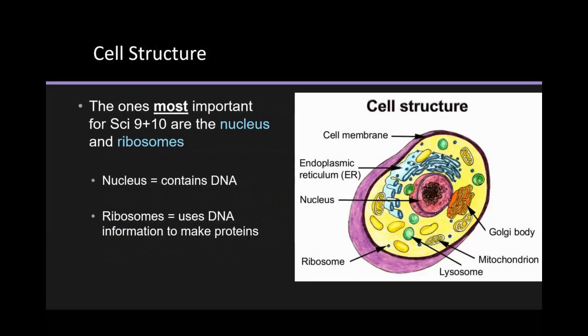So first thing is, there's a lot of different parts. You've seen some of these. I saw looking at your assignments last week for all of you, you were able to mention a lot of these different parts that are in the cell structure. And so all these parts are very important, but there's 2 that are the most important for Science 10 and for Science 9. And those are, of course, the nucleus and the ribosomes.